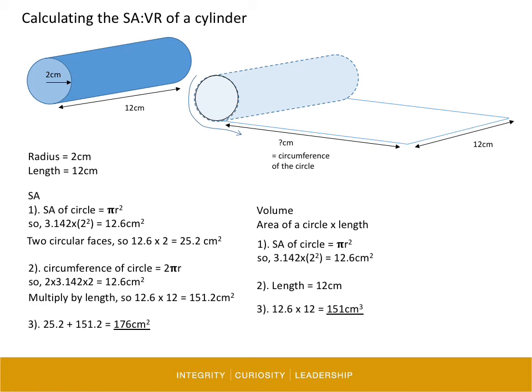So our final step is to work out the surface area to volume ratio. With the values we've got, that's 176 to 151, but obviously we want to simplify that. Just divide 176 by 151, and we get a final surface area to volume ratio of the cylinder of 1.16 to 1. So you can just apply that process to the calculation of any cylinder to work out its surface area to volume ratio.